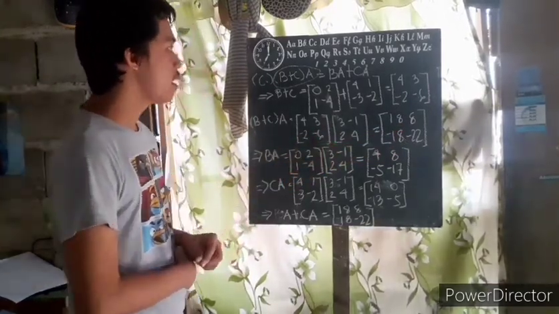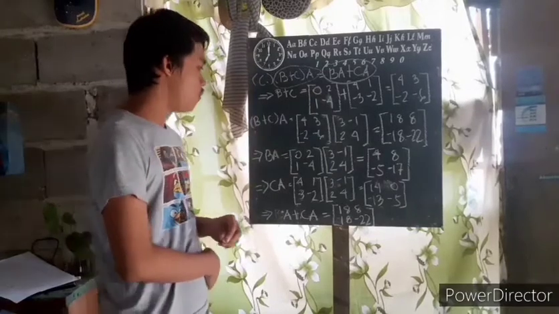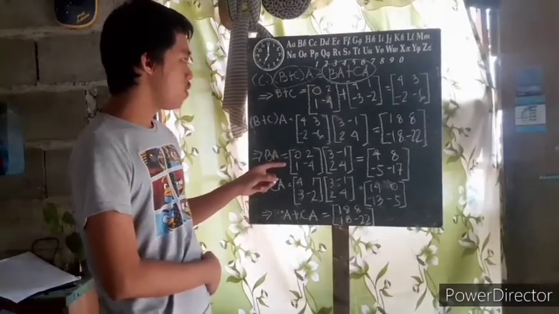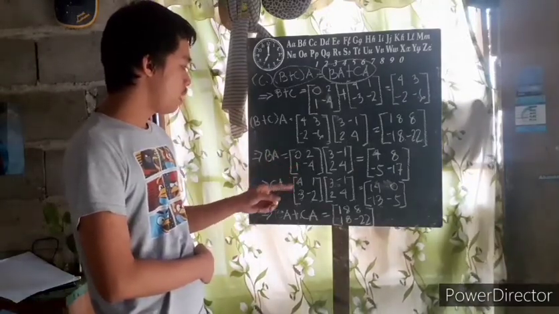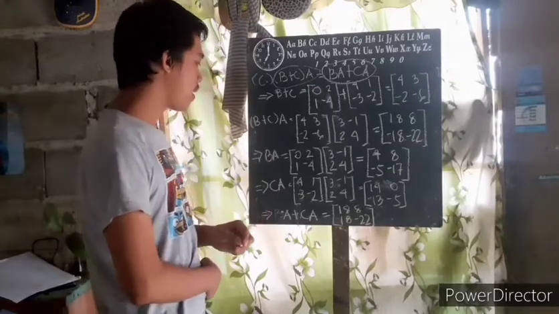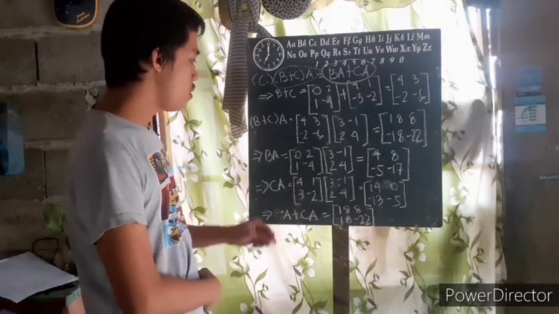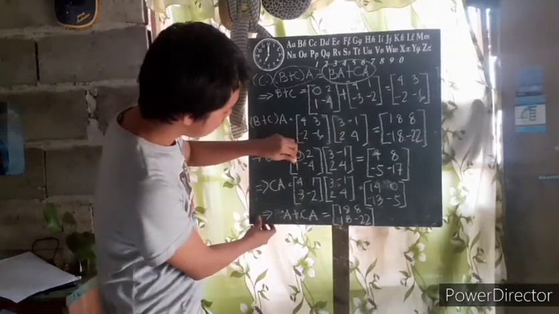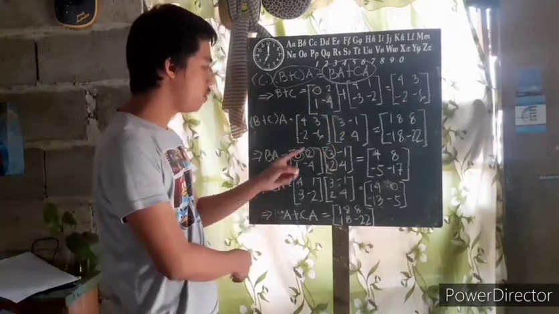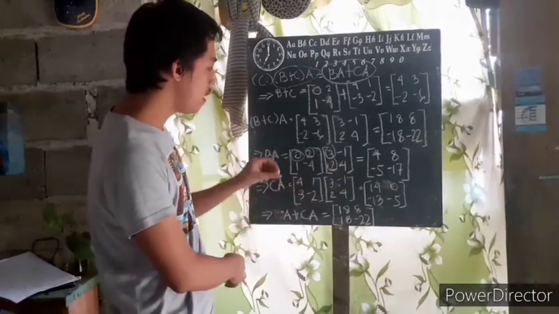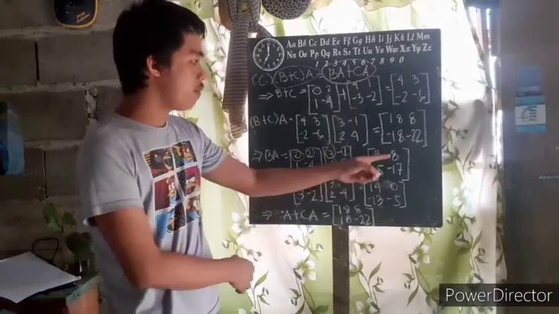Then next, let's find B times A plus C times A. First we need to get B times A. Let's recall the matrix of B, which is 0, 2, 1, negative 4, then multiply it with the matrix A, which is 3, negative 1, 2, and 4. Again, multiply this row into column here, then add, so we can get the answer of 4, and then again multiply here, so we can get the answer of 8, and so on and so forth.